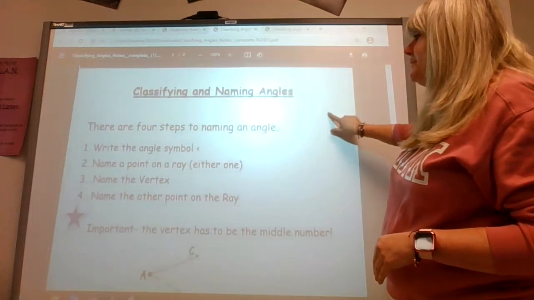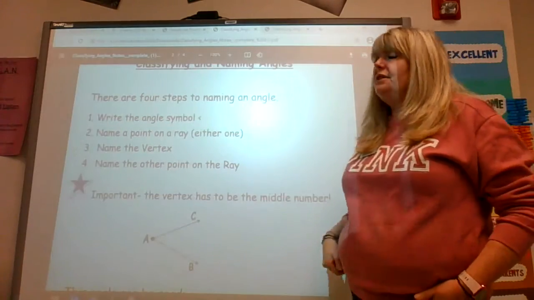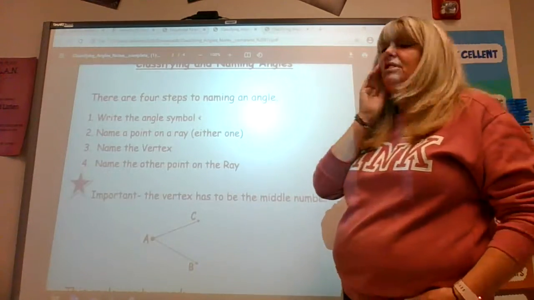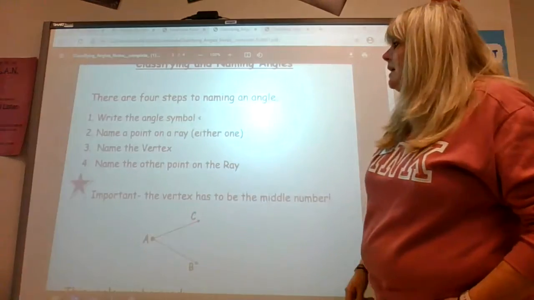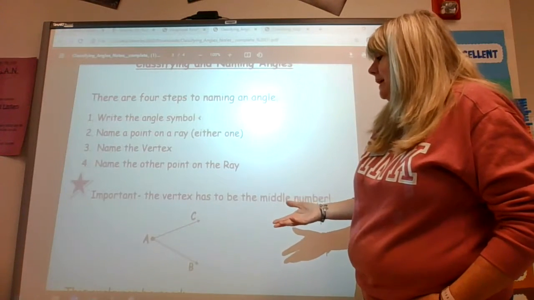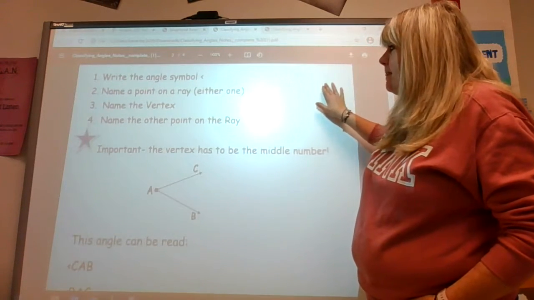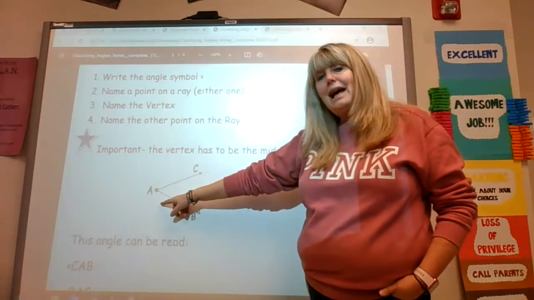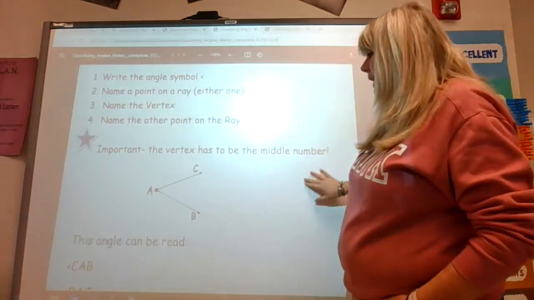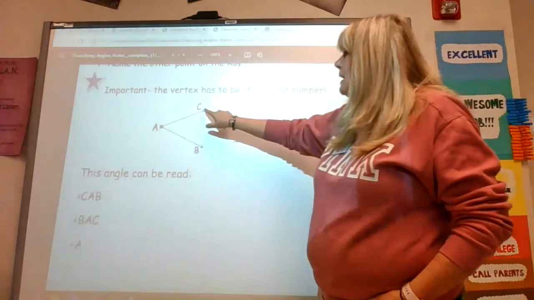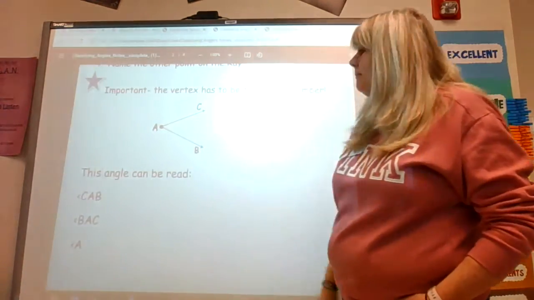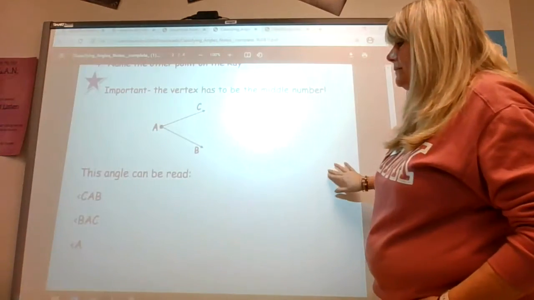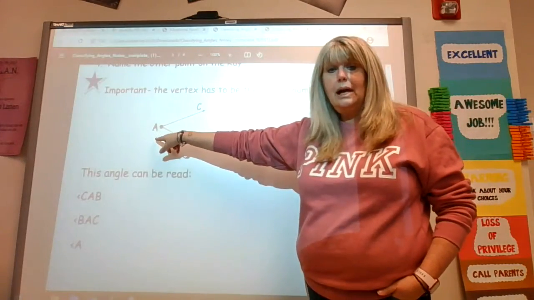There are 4 steps to naming an angle. The first thing you're going to do is make an angle symbol. What is the symbol? Well, you're going to make the symbol that looks like a little angle. Then you're going to name a point on a ray. It doesn't matter which point you name. And you're going to name the vertex. It's important, the vertex has to be the middle letter. So if I was going to name this one, it would be angle CAB, or it would be angle BAC. Or it could just be angle A.